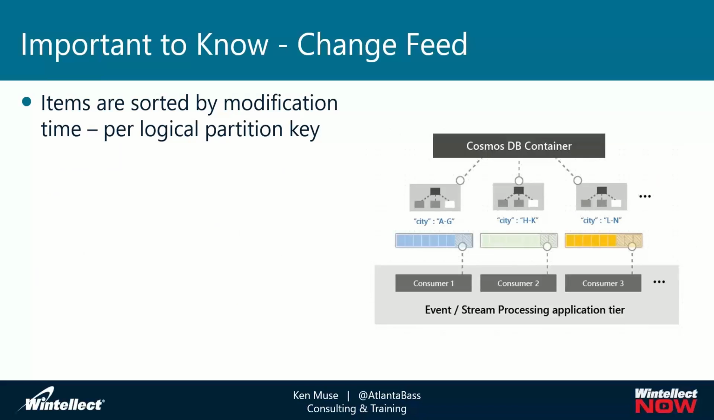So the critical things to know about the change feed are that items are going to be sorted by their modification time and organized by the partition key. That means as you read the change feed, you're actually reading things grouped together by time and by logical partition. And so as you read through the records, you're going to be getting some grouping of the information automatically.